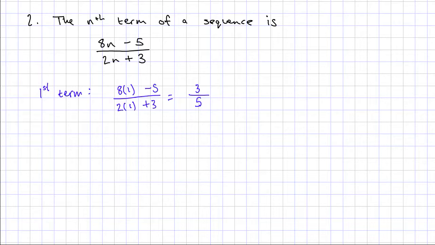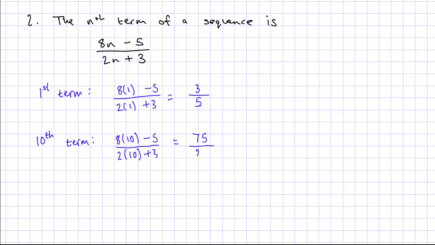I'll skip a few. I'll go to the 10th term. Okay, so I'm going to have 8 times 10 minus 5 over 2 times 10 plus 3. Okay, so 8 times 10 is 80, take away 5 is 75. And 2 times 10 is 20, add 3 is 23. So let's see what's happening here. This is 3 over 5, which is less than 1, and then this is 75 over 23, so it's getting bigger.